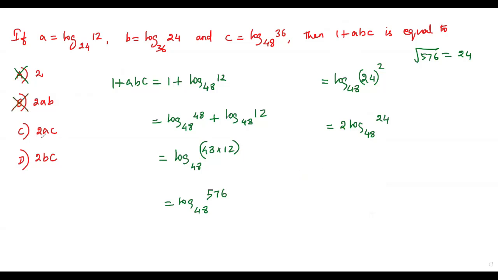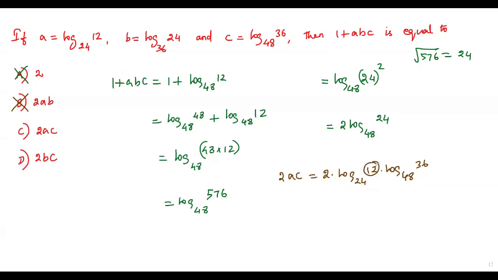Okay, now let me check whether answer choice C can be correct. For that, we have to evaluate 2AC as we did for 2AB. Let me write 2 times A times C. We can write 2 as it is. And for A, we can plug in log base 24 of 12, times for C, we have log base 48 of 36.